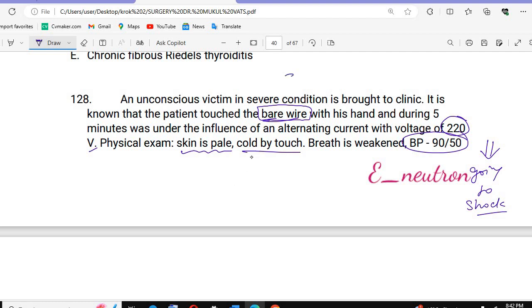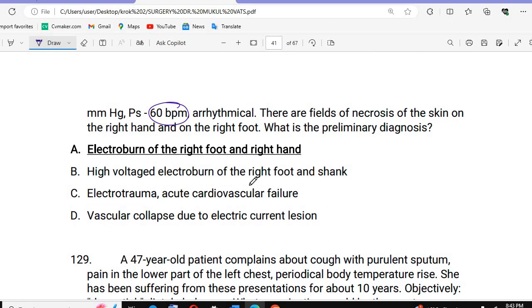Now see, there is a bare wire, and after that we have seen that the patient is under the influence of alternating current. So see this kind of options. Firstly, the option vascular collapse due to electric current lesions. Now if vascular collapse were there, the patient would be tachycardic. This patient is not. Electrotrauma, that is acute cardiovascular failure.